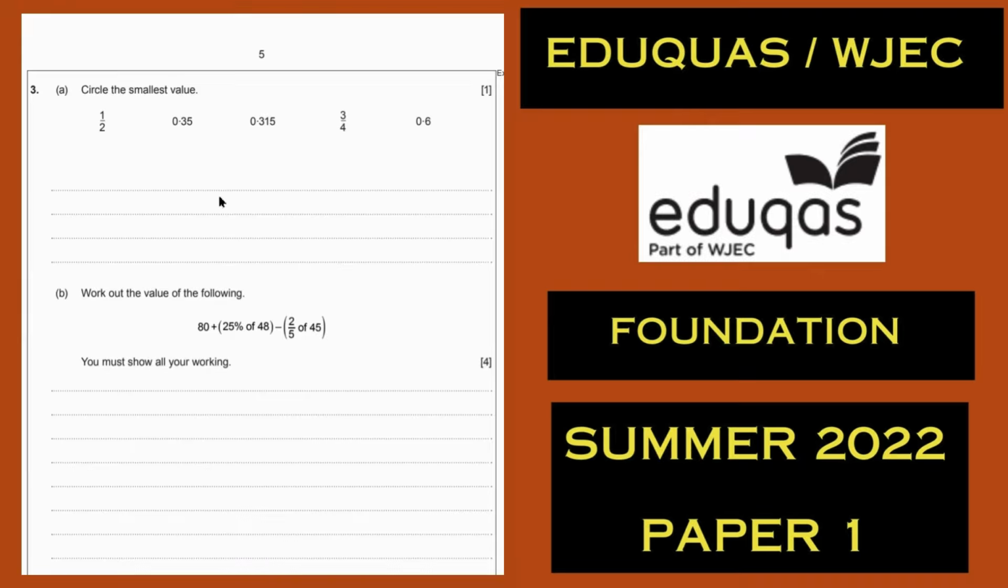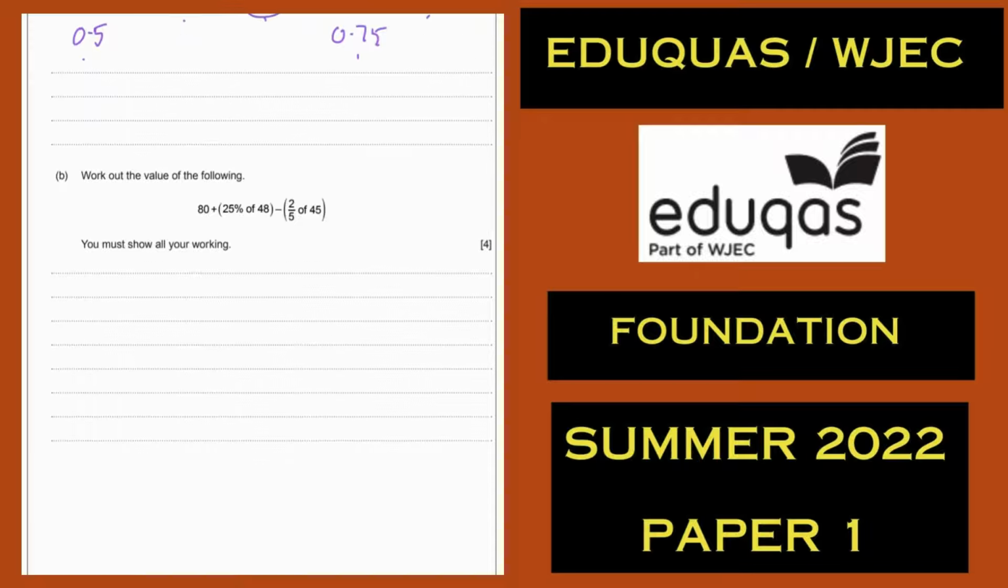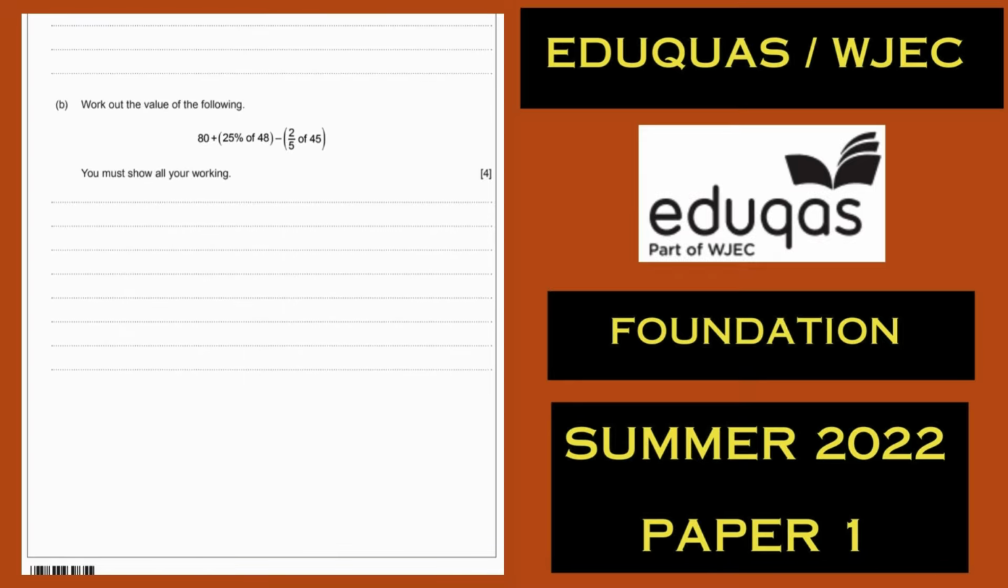Circle the smallest value. You could do it by a process of elimination. Hopefully a few of these you already know their decimal equivalents, and with the idea that now they're in decimals, you can just think of them as cash. So 50p, 35 pence, 31 and a bit pence, 75 pence and 60 pence. Your smallest is the 31-ish pence. Part B, BIDMAS again comes into play to work out each bracket separately.